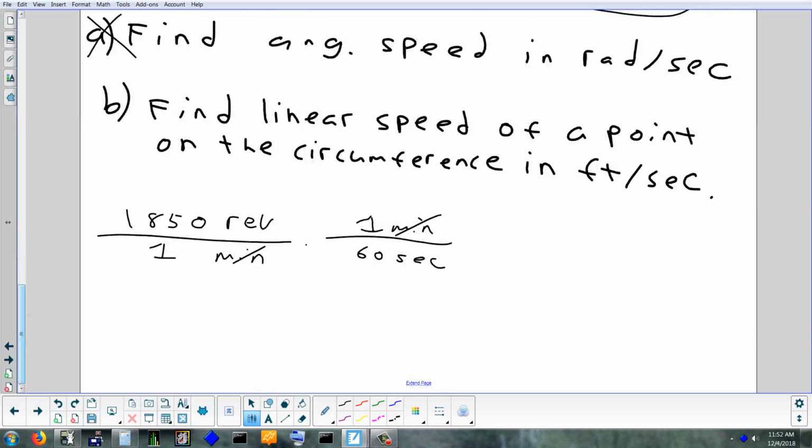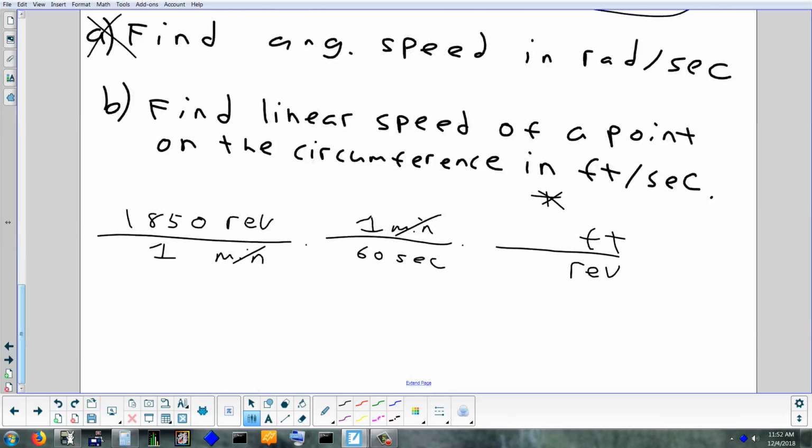So somehow I want to get rid of revolutions. So where is revolutions going to go? It's going to go on the bottom. And what's the length unit I'm working with? Not the number, just the unit of length in this problem. Feet, yeah.